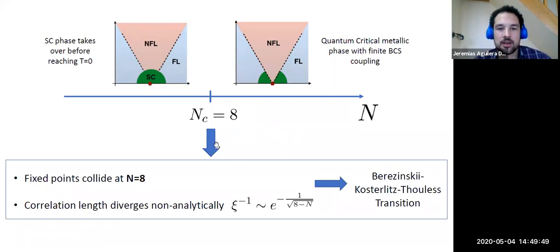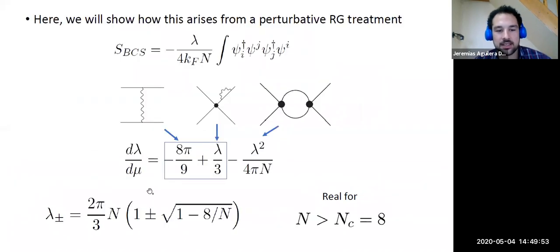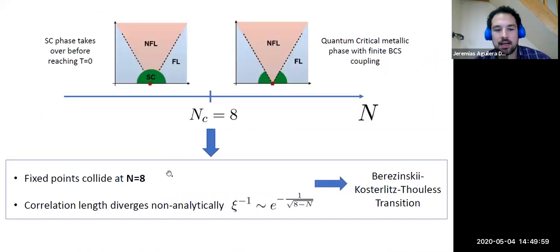The last feature about this phenomenon is that, as you can see, the fixed points coincide, or collide if you want, at n approaching 8. And also, if you compute the correlation lengths for n near 8, you will have this non-analytic divergence. And these are usually signals of a BKT transition. So one can characterize the transition here as a BKT.